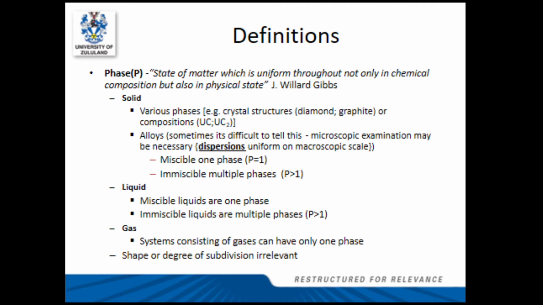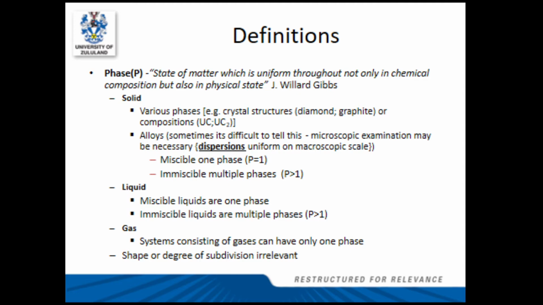Okay, first of all, like I said, we're going to look at some of the basic definitions. So what is a phase? When we talk about a phase, we basically talk about a state of matter which is uniform throughout, not only in chemical composition, but also in physical state. The key word in this statement is that it must be uniform. So this particular definition is very, very important.